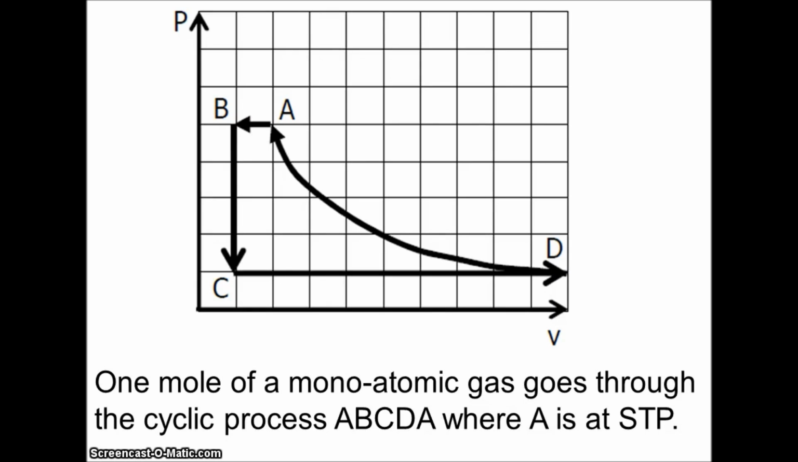Okay, let's look at one more example with PV diagrams. We have 1 mole of a monatomic gas going through a cyclic process A, B, C, D, and then back up to A, where A is at STP. STP stands for standard temperature and pressure. That would be a temperature of 273 Kelvin and a pressure of 1 atmosphere in pascals, so 1.013 times 10 to the 5th pascals. So that's the conditions at A.